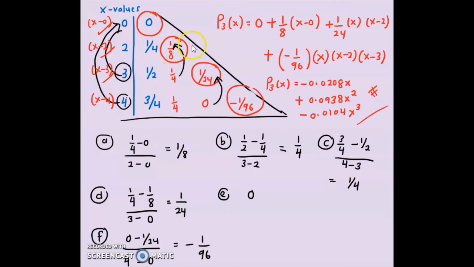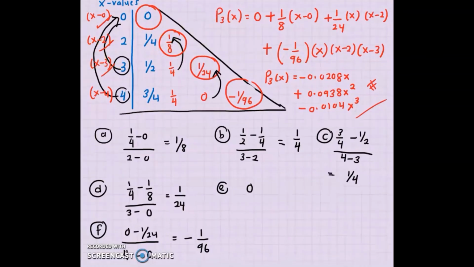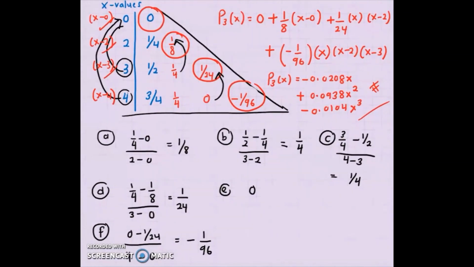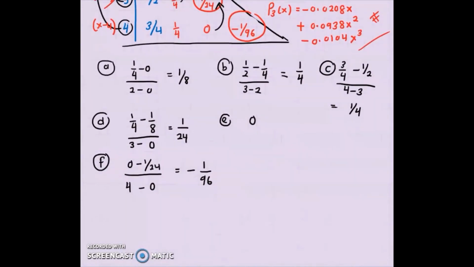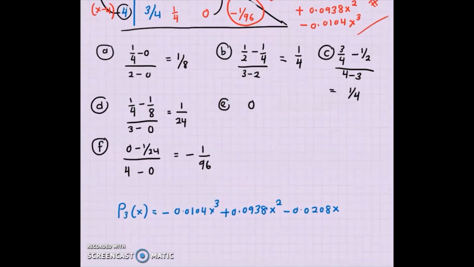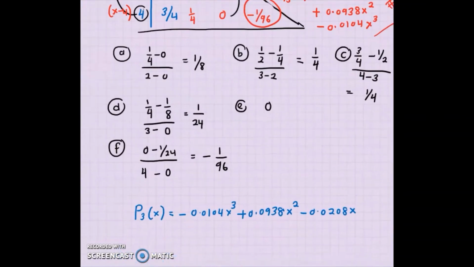Okay, so we have seen 3 different approaches: Lagrange, Vandermonde, and NDD. So all have given you one similar polynomial P3(x), which is negative 0.0104x cubed plus 0.0938x squared minus 0.0208x. Okay, so which one is the best method?